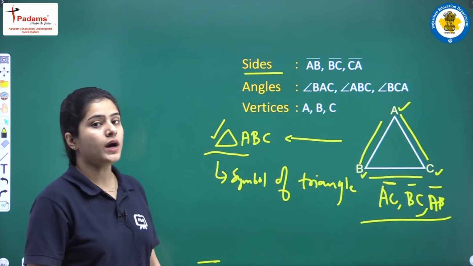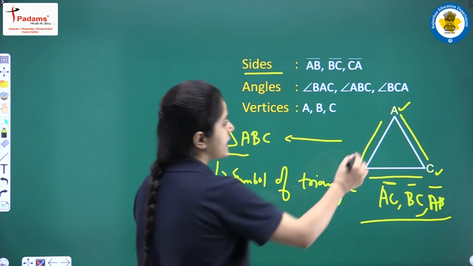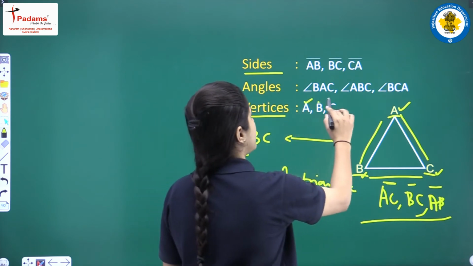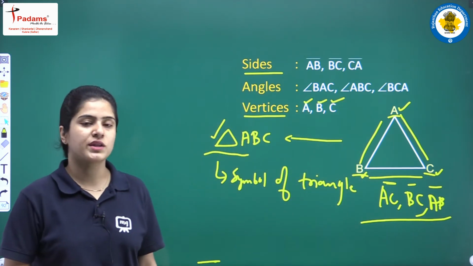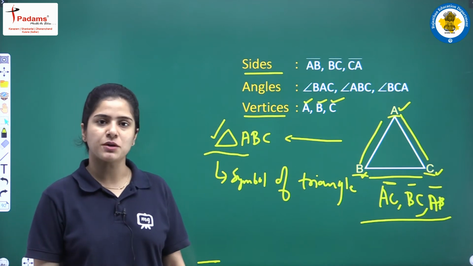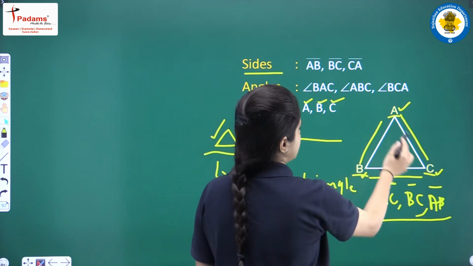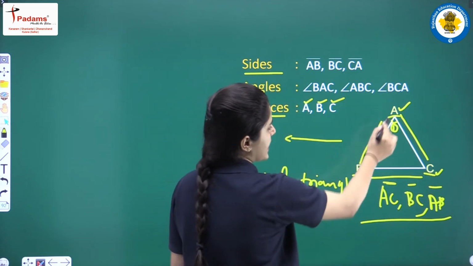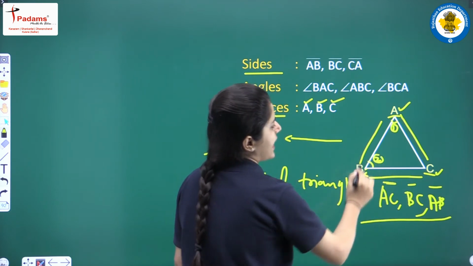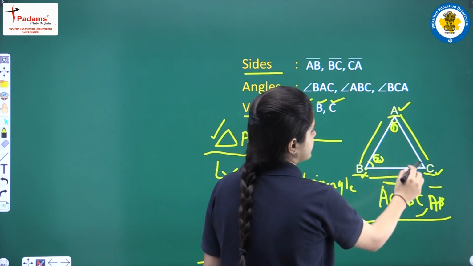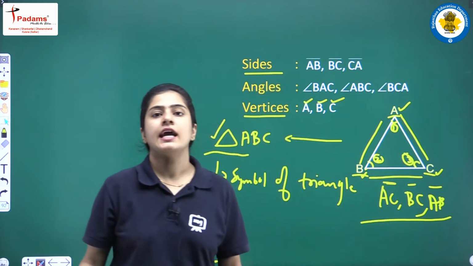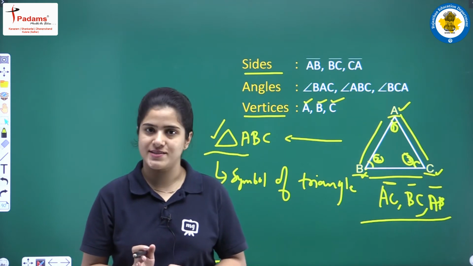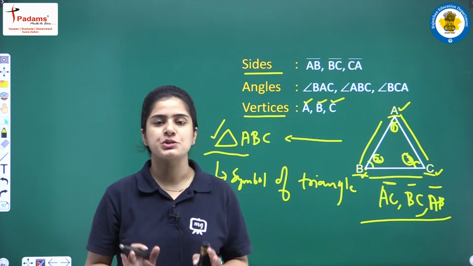Okay, students, now if I'm talking about the vertices, A is the vertex, B is the vertex, and C is the vertex. So vertices are A, B, and C. Now if I'm talking about the angles, firstly BAC, this is the first angle. Now ABC, this is the second angle, and now BCA, this is the third angle. So basically एक triangle के अंदर 3 angles होंगे, 3 sides होंगी और 3 vertices होंगी. Okay, students, so ये तीनों conditions होती हैं एक triangle की.